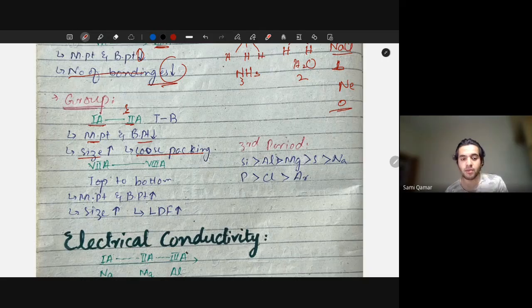Shielding effect is increasing. That means that the nucleus hold will be less. So that's why size is being increased, shielding effect is increasing, loose packing is there. So melting point and boiling point is decreasing. You can easily get this. Make a physical or conceptual concept.